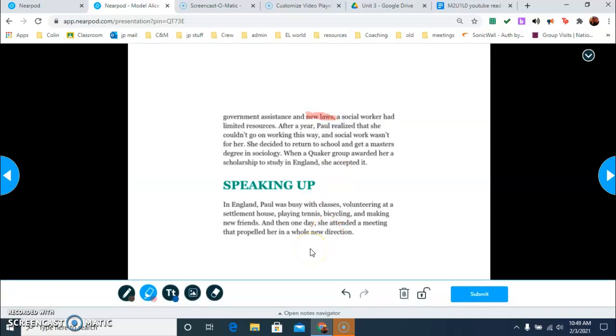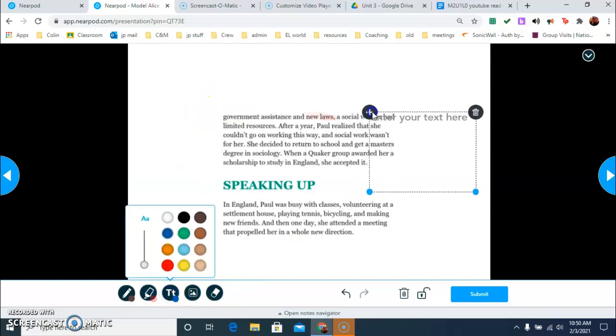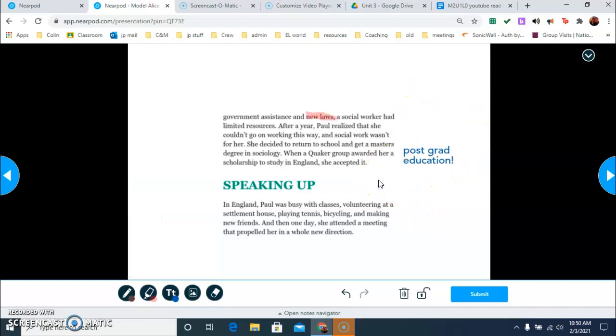She decided to return to school and get a master's degree in sociology. When a Quaker group awarded her a scholarship to study in England, she accepted it. So this is truly remarkable. So she is now getting post-grad education. I mean, most people didn't get to high school, and she already got a college degree, and now she's going on to get graduate work. That's really rare. Part of that is probably about her. Part of that is probably about her privileged position. So I wonder how much of it is each.